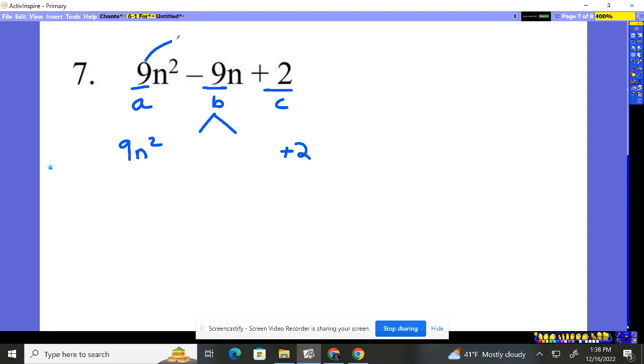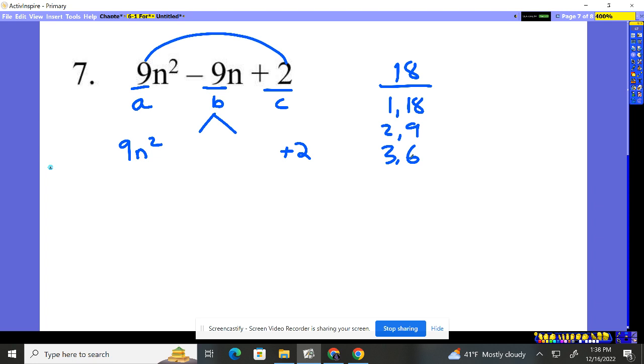Here's what we do. We're going to do a times c, which is how we will always start. 9 times 2 is how much? 18. So now we're simply going to do like we normally do. What numbers multiply together to give us 18? 1 times 18, 2 times 9, and that's it. There's nothing more, right? No, wait, there's 3 times 6, which is what we're going to use.